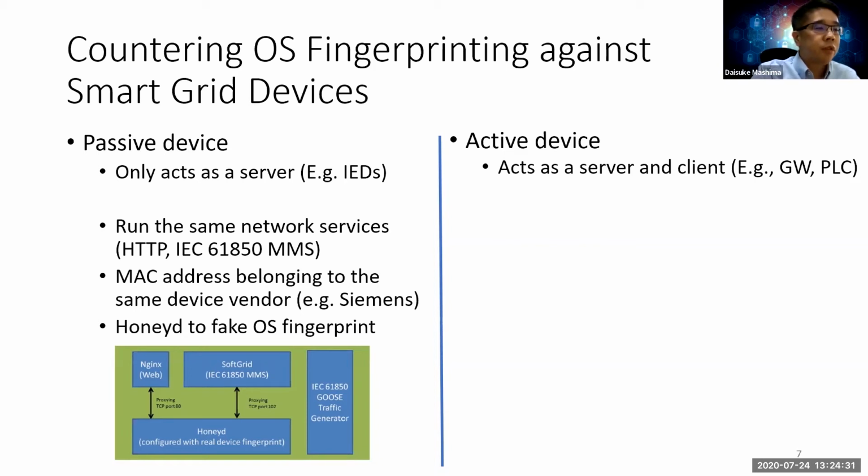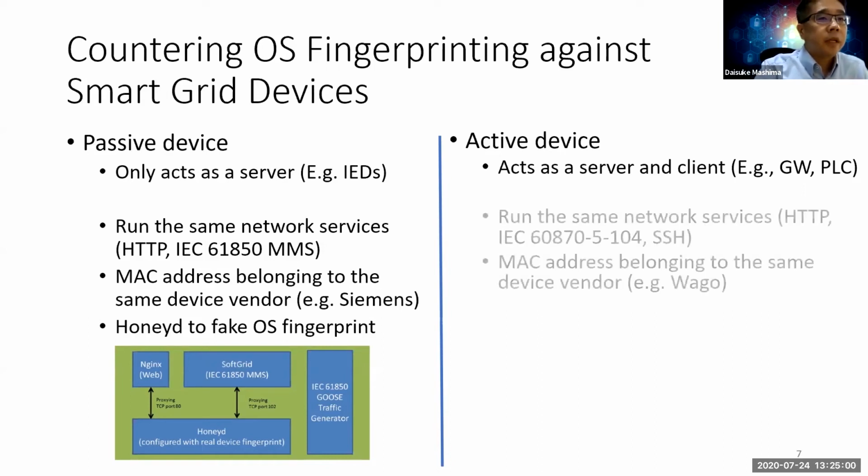Then we put the Honeypot as a front end facing the network, meaning all the accesses to the HTTP server or IEC 61850 service are proxied by the Honeypot. This way, we can effectively deceive the device fingerprinting tool. We also have a dummy traffic generator for better realism.